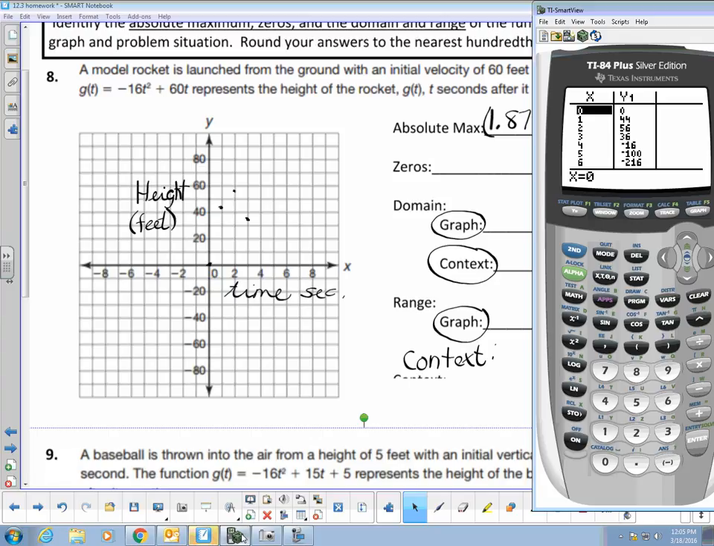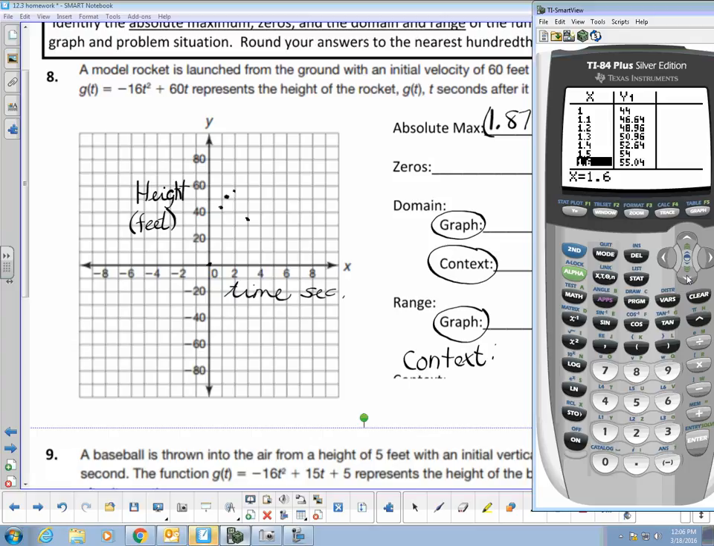So probably could do a little bit better here at getting some more values for x and y. And the way I can do that is change my table set so that instead of going by 1, I can go by 0.1. And then I have maybe some extra values here that I can put in. So let's take a look at 1.5. My height is 54 feet.